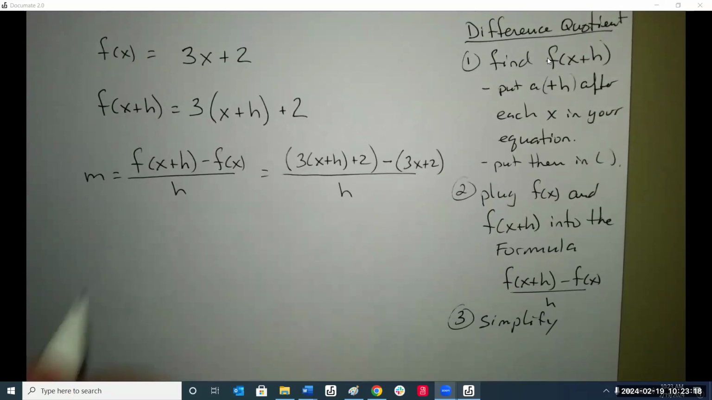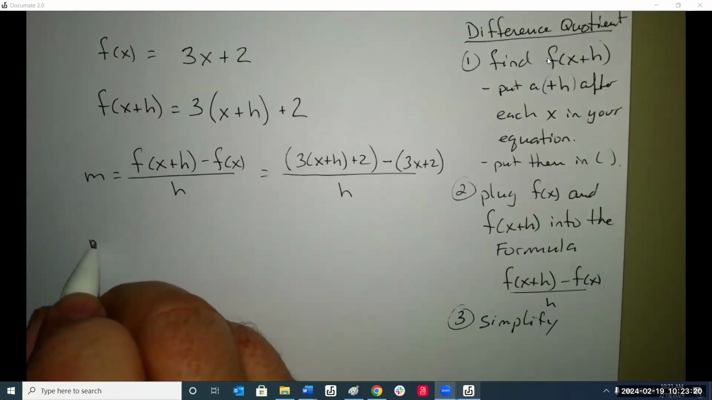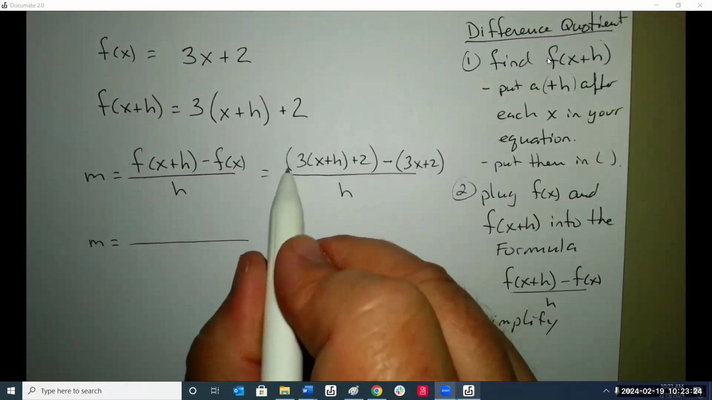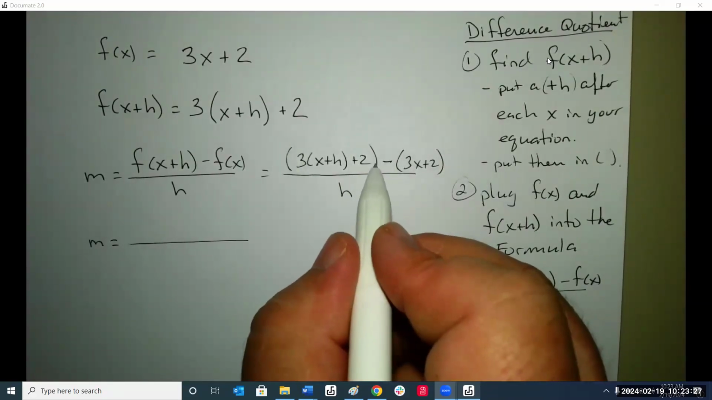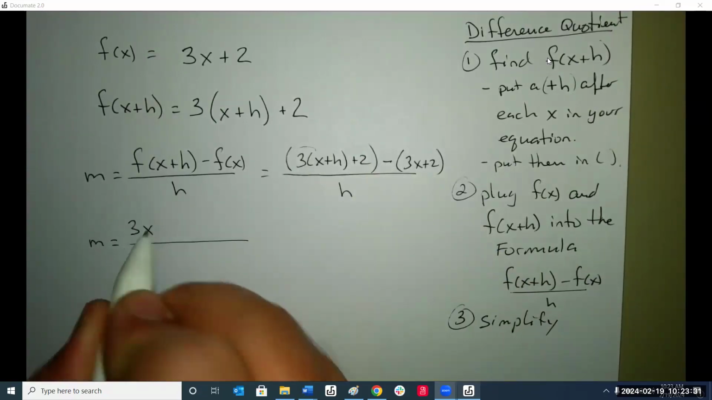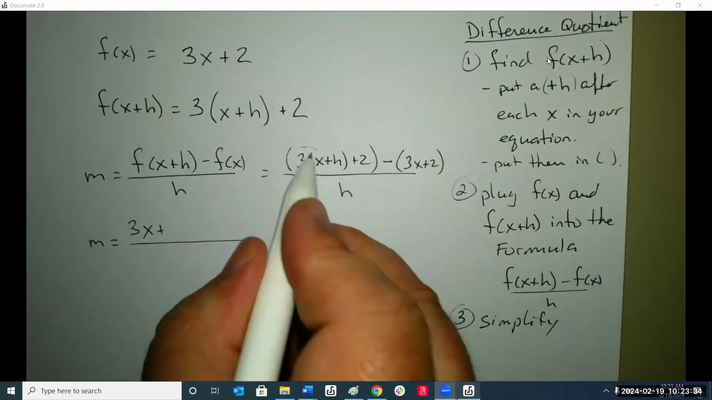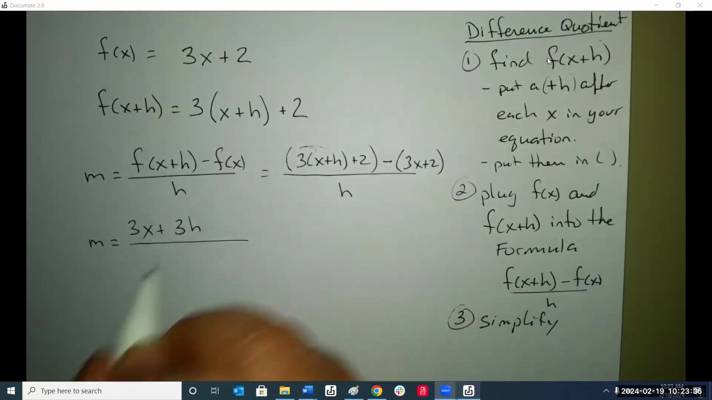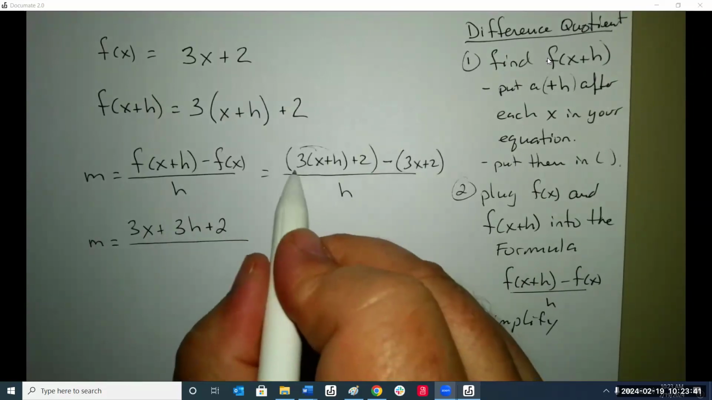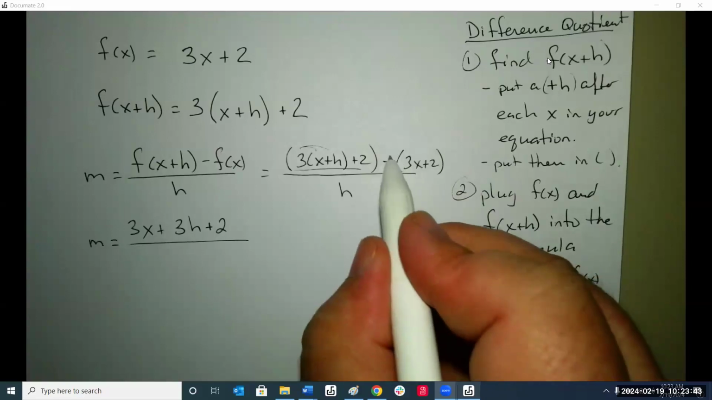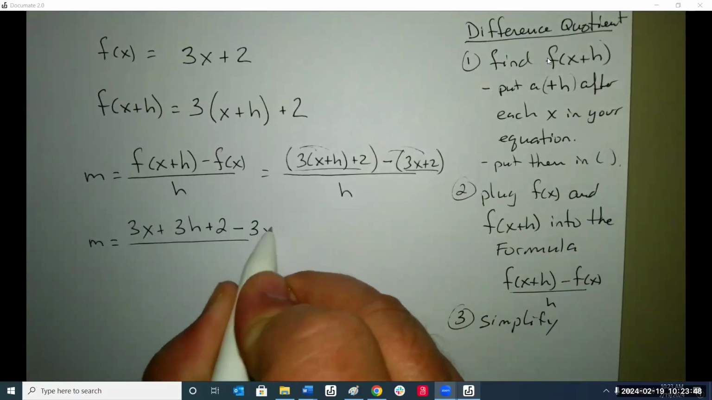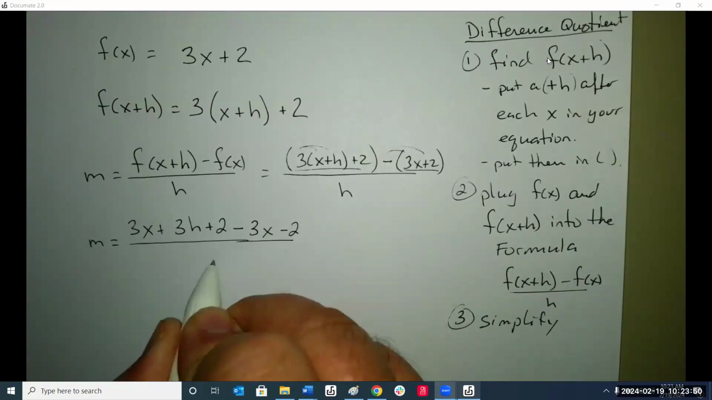Simplify. Inside here, first of all, I don't need the outer parentheses because there's nothing in front. So I have 3x plus 3h plus 2. That's this. Now this one, I have to change the signs of everybody inside there. So it's minus 3x minus 2.